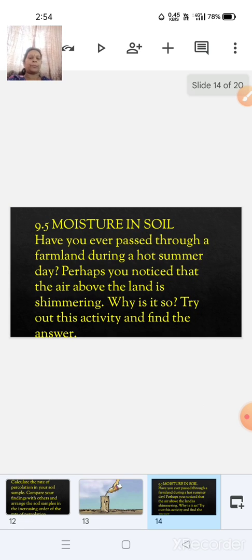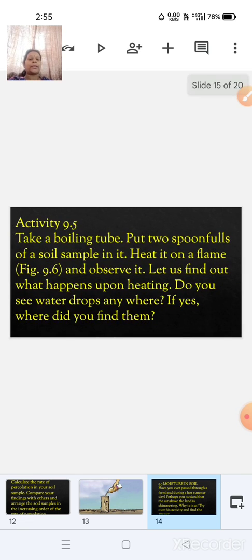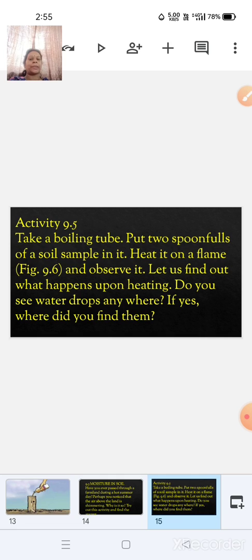The second characteristic that we will be talking about is the moisture in the soil. Have you ever passed through a farmland during a hot summer day? If yes, then you might have noticed that the air above the land is shimmering. But why is it so? For this answer, we will again be performing one activity, which is given as 9.5 in your textbook.